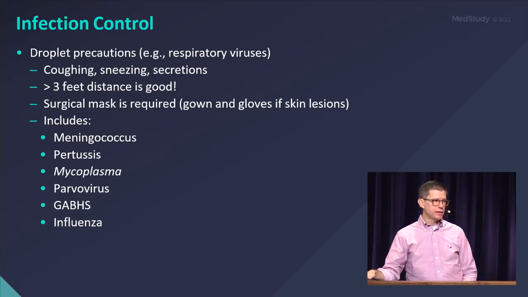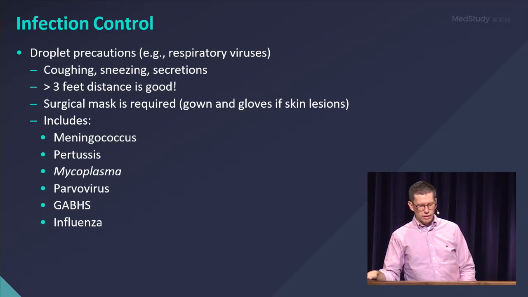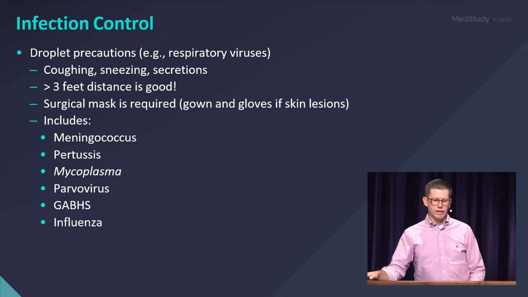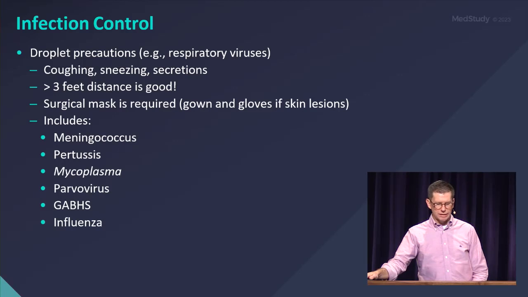Droplet precautions is what we typically think of with respiratory viruses. Usually at least 3 feet of distance is good without needing a mask, but a surgical mask is required, and typically this is what we call a level 2 mask as opposed to a level 1 mask or a level 1 cover-your-cough mask. For these pathogens, it's going to be meningococcus, pertussis, mycoplasma, parvo, and influenza.